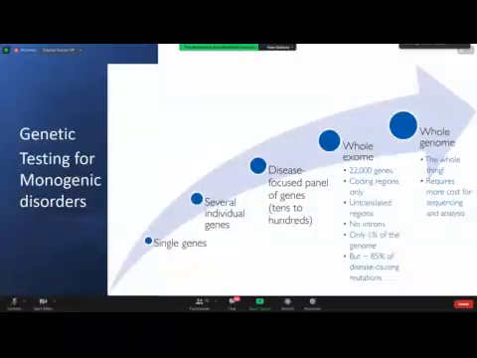Single gene, individual gene, disease focus panel, whole exome sequencing जो कि आपके 25,000 genes को करता है, but it's still like 1% to 2% आपका जीनोम को कवर करता है, लेकिन 85% हमारी जो म्यूटेशन होती है ना वो हमारे कोडिंग रीजन में ही होती हैं, बाकी जो होती है वो हमारे नॉन कोडिंग में होती हैं. तो जब वहां से कोडिंग से हमें कुछ नहीं मिलता तो फिर हम नॉन कोडिंग की तरफ जाते हैं. So it's kind of a step by step approach to go for this one.